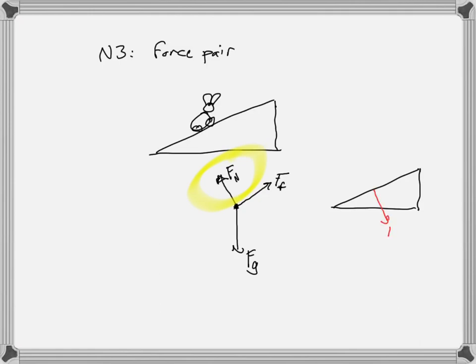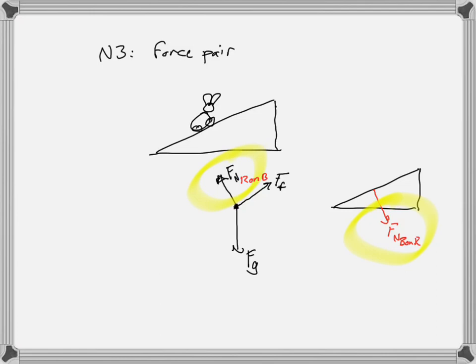It's a normal force. And we'll just call this F normal bunny on ramp, B on R. And this is F normal ramp on bunny, R on B. If R exerts a force on B, then B must exert a force on R. So those two forces are equal and opposite according to Newton's third law.